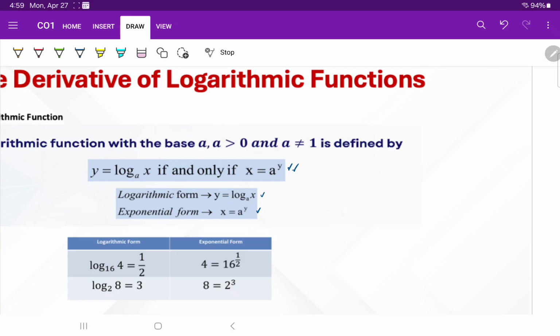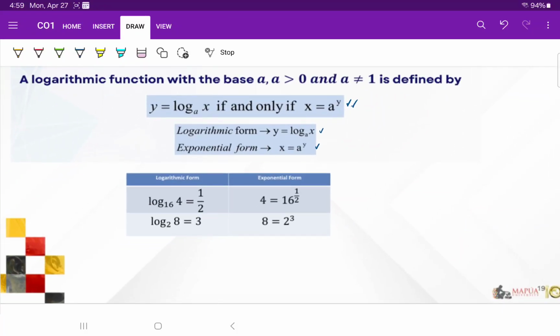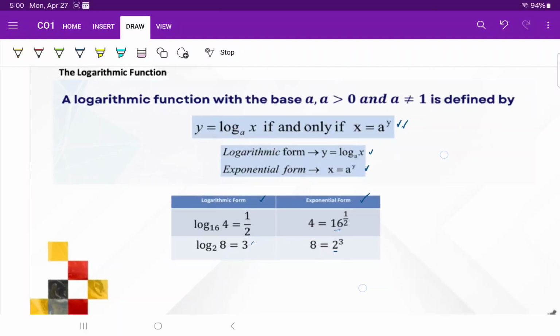So we have these examples here. So we could write the log of 4 to the base 16 is 1/2 into this form. So this is in the logarithmic, this is in the exponential form. So if it's written this way, the base is 16. So 16 raised to the 1/2 is 4. And you know that the square root of 16 is 4. Now the next one has a base which is 2. So 2 raised to the third is 8. And we know that 2 cubed is 8. Alright, so this is how we change from logarithmic to exponential and vice versa.